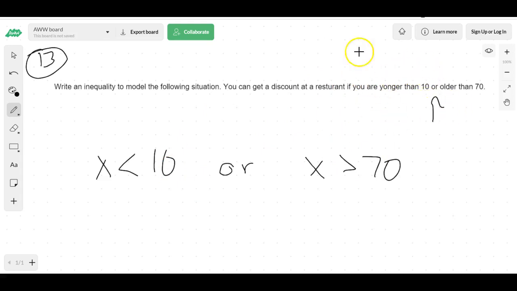There's something that will tell you that you might want to put an equal sign, but you really don't in this case because they would say 10 or younger, or they'd say something like you can be 10. In this statement, 10's not really included, so we don't want to put a line underneath. Let's try the next two problems.